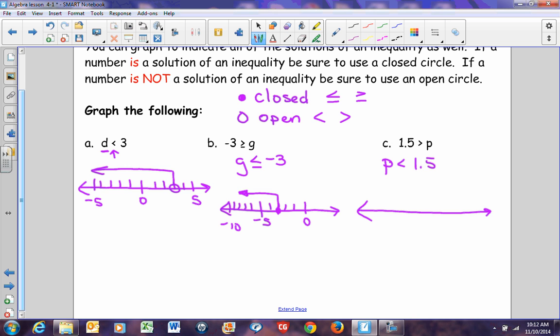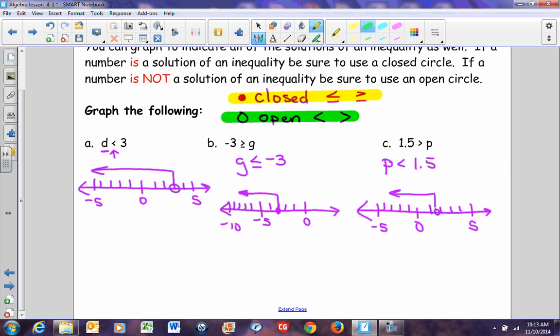Draw my number line. Still going to graph by ones. Go to 1.5. There's 1. 1.5 is right here. Open circle and a line that goes to the left. Just make sure you know when to use a closed circle, when to use an open circle. A closed circle you use when it's greater than or equal to or less than or equal to. An open circle is when it's greater than or less than.